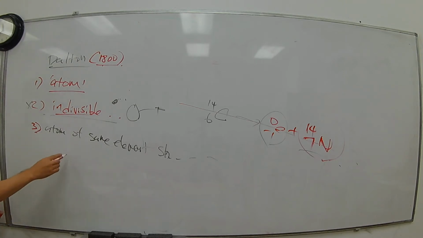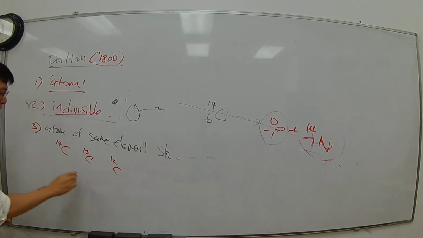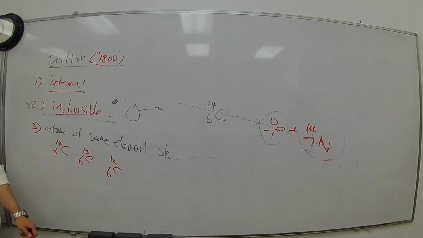Just like what we talked about, we got C13, C14, and C12. Okay? These are considered the same element, right? Because they have the same number of protons. But they have a different number of neutrons. That's why they're not exactly the same. They're the same element, but they're not exactly the same from each other. So this is also not so true, as we know.